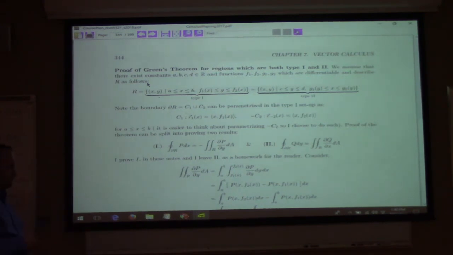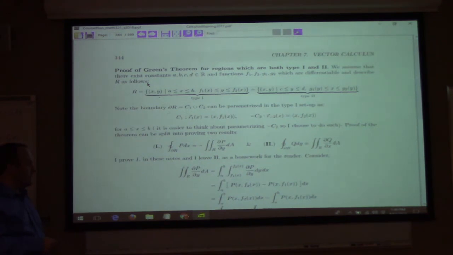All right. And so the proof actually can be split into two pieces. Basically, one of the pieces is to prove that the integral of the p dx term works out to this, and that's what I'm going to focus on. The proof that this is equal to that is very much the same. When you put both of these things together, we have Green's theorem.